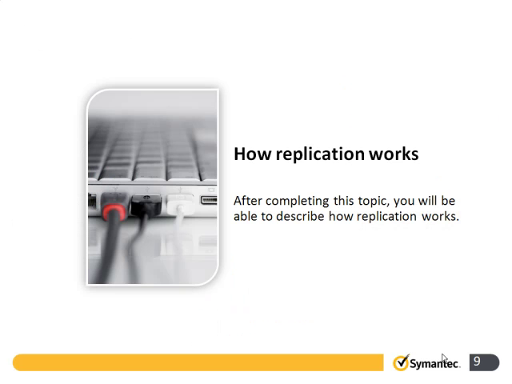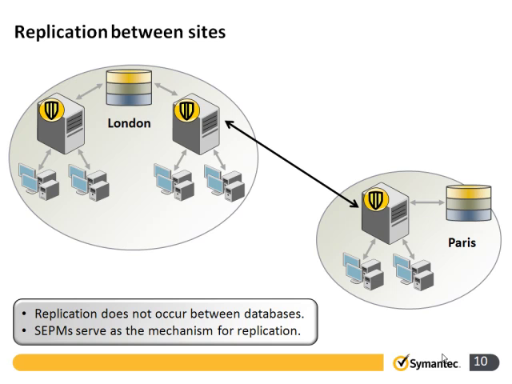So how does replication work? Replication is done between the SEPMs. You set a SEPM to replicate with another partner SEPM. So only one SEPM at one site would replicate. We can see in the example here at London, we have two SEPMs that are sharing the same database. So it's the one SEPM at London that will replicate with the Paris SEPM.